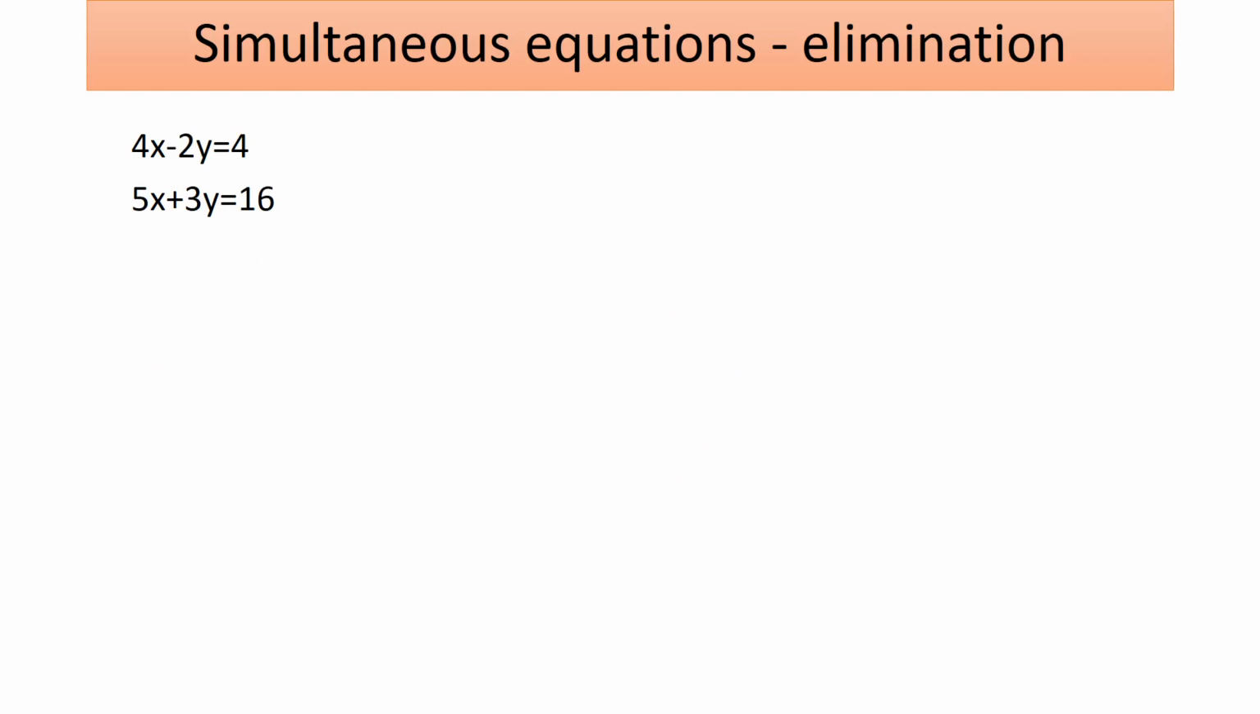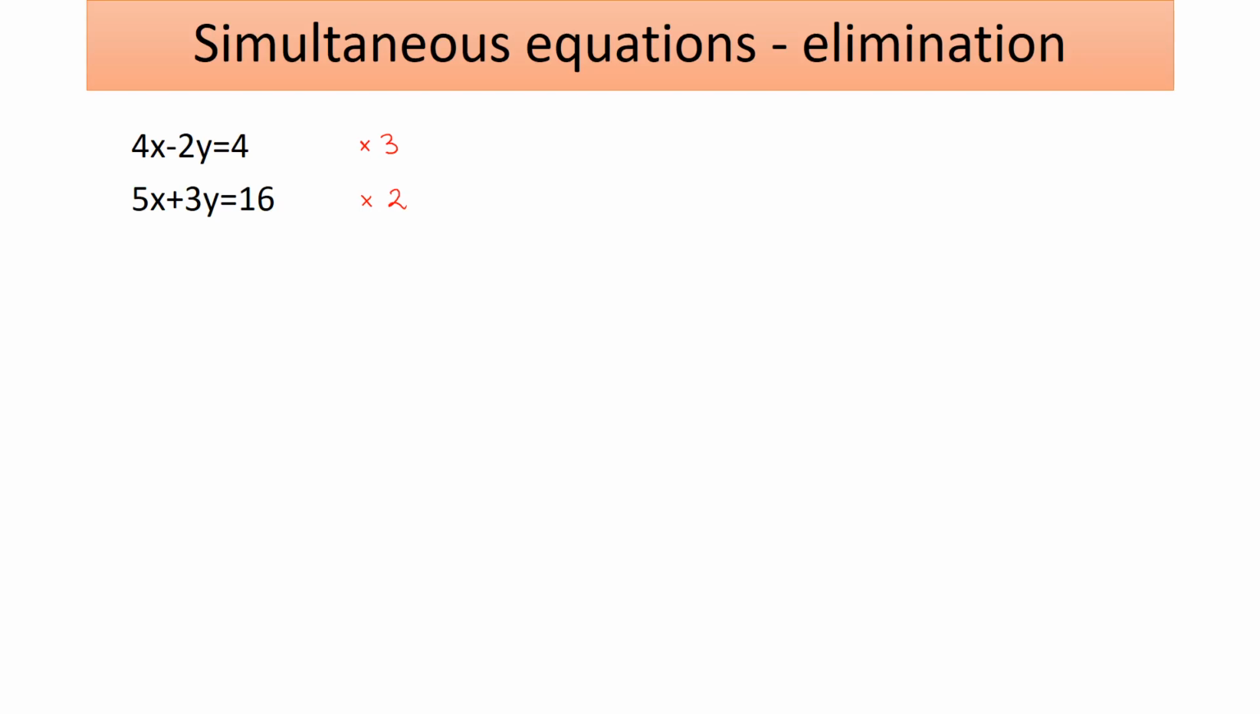Let's have a look at another one. Again, the numbers in front of the unknowns are all different. I have 4x and then 5x, and I have negative 2y and then positive 3y. So this time, to make those coefficients the same, I have to multiply both equations by something. I'm going to choose to multiply the first equation by 3 and then the second equation by 2. Now you can decide whether you want to make the x coefficient the same or the y coefficient the same, and it doesn't really matter.